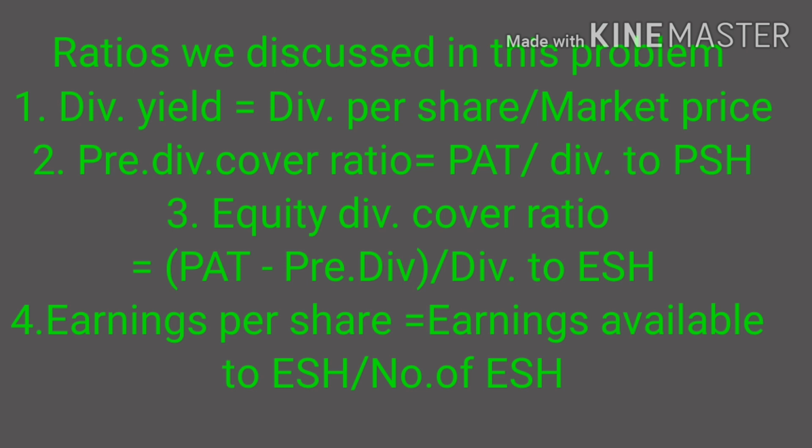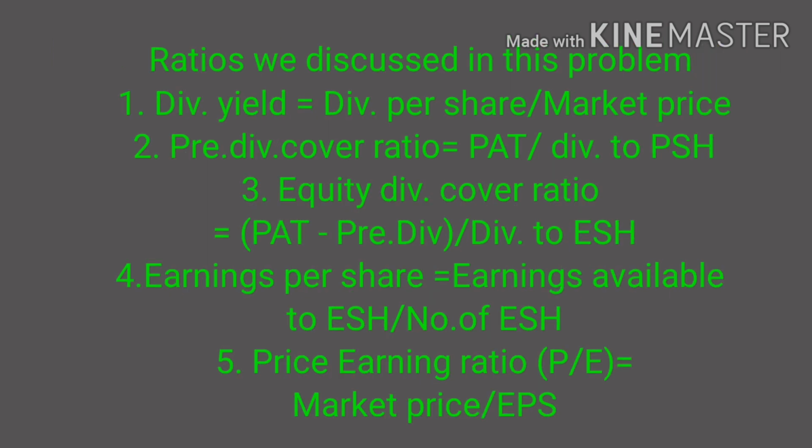Price earnings ratio. Price is market price and earnings is earnings per share. Market price divided by earnings per share will give you the price earnings ratio or P by E. This is one of the most important ratios when it comes to investing in shares, because this ratio reveals in how many years the share will earn back the amount we invested.